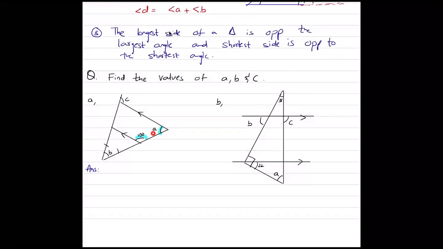The sum of these two angles would be equal to 180 degrees because these are interior angles. So the value of A comes out to be 80 degrees.